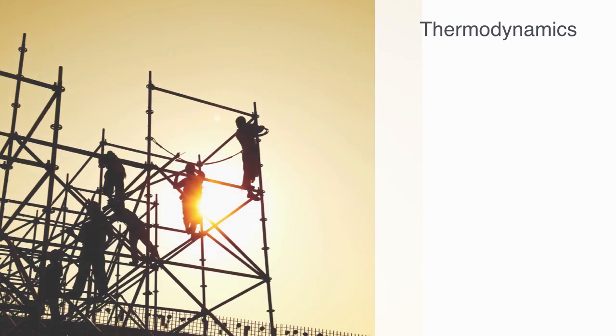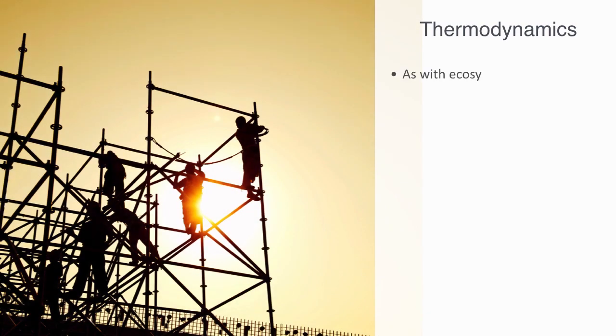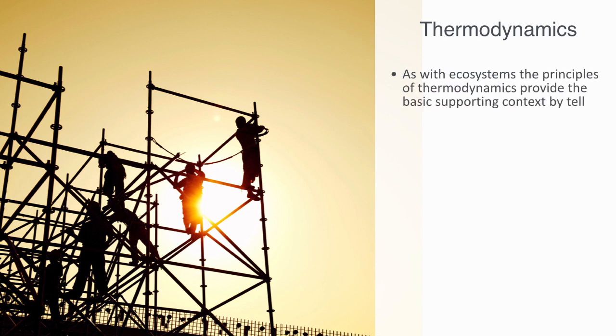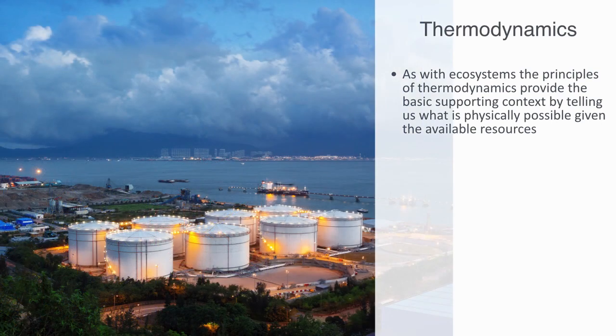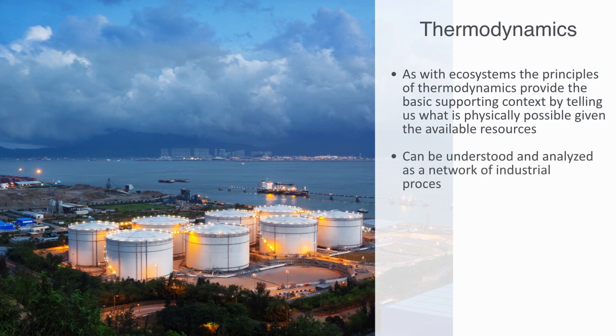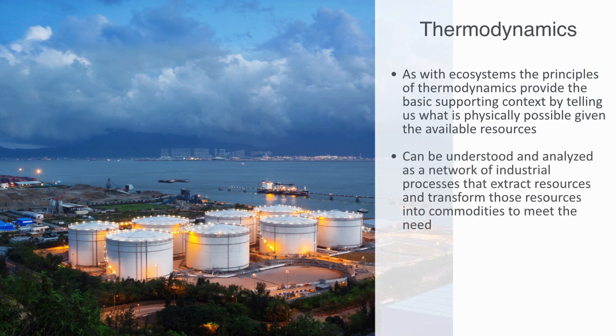As with systems ecology, thermodynamics is the theoretical backbone to industrial ecology. As with ecosystems, the principles of thermodynamics provide the basic supporting context by telling us what is physically possible given the available resources. Industrial systems, and more precisely the global industrial economy as a whole, can be understood and analyzed as a network of industrial processes that extract resources from the ecosystem and transform these resources into commodities that can be bought and sold to meet the needs of human societies.